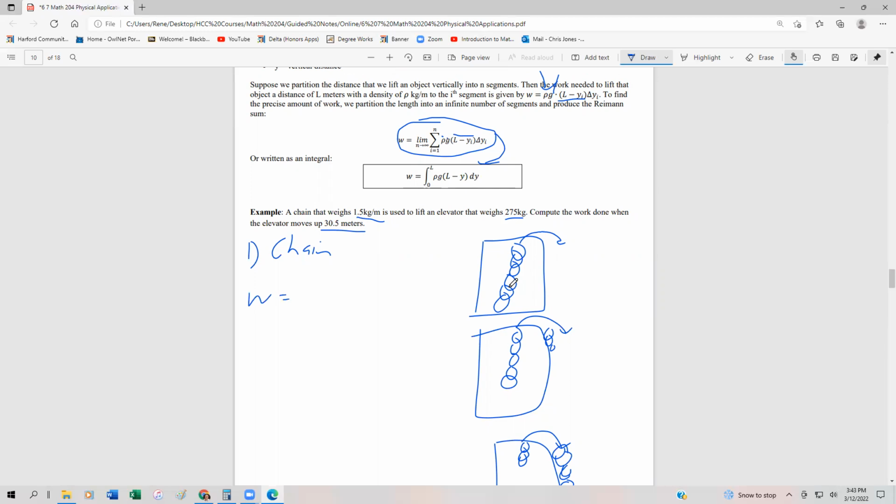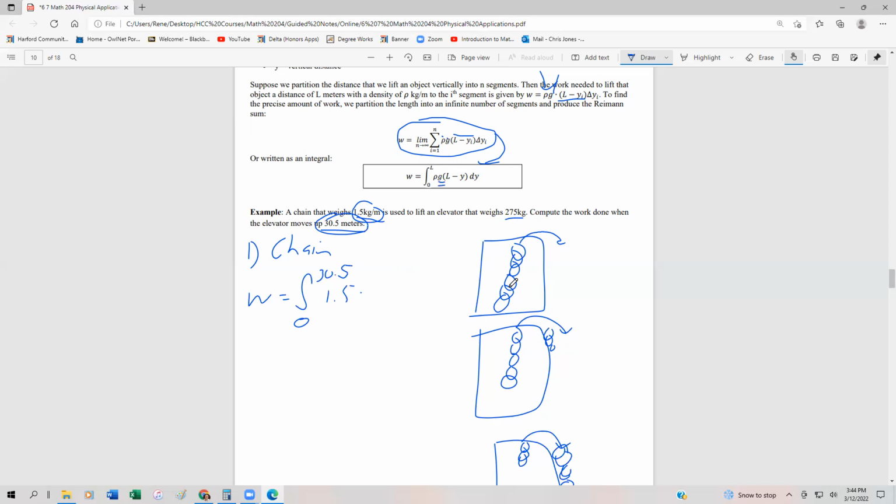now, clearly, I think it's pretty obvious that the distance is 30.5. So this is going to be the integral from 0 to 30.5. And then also, what we need to do is say that there's going to be some sort of force. And in this case, the force is going to be the weight. So that's going to be 1.5 kilograms.